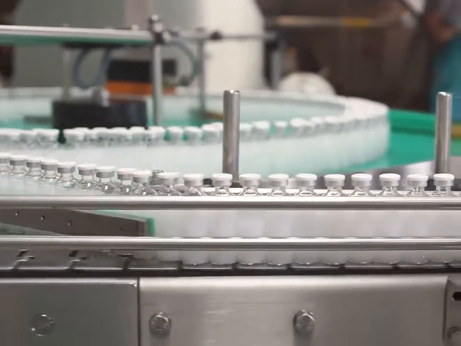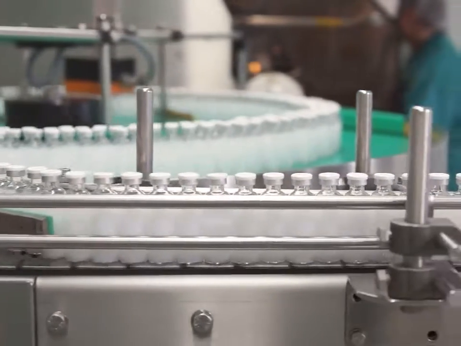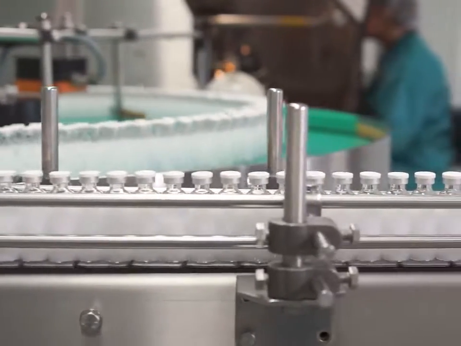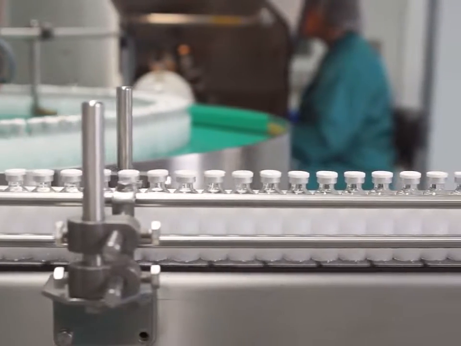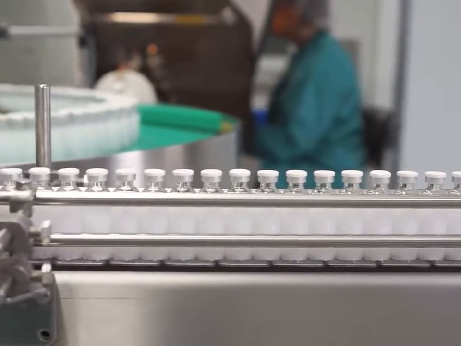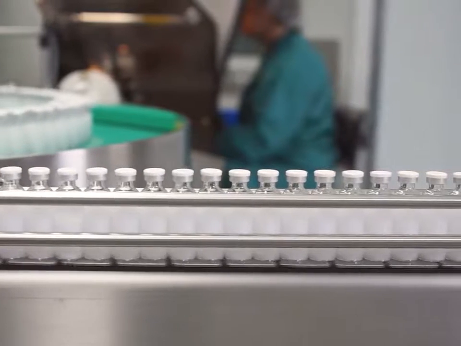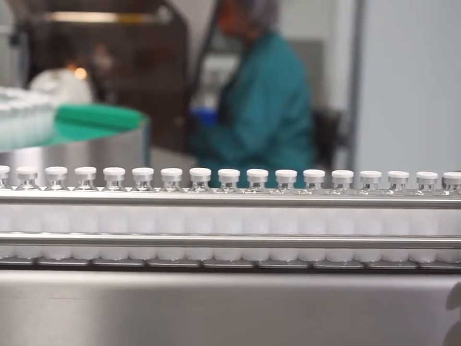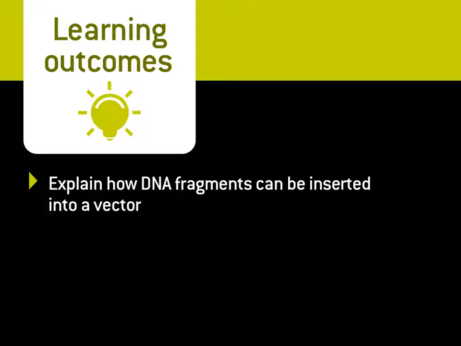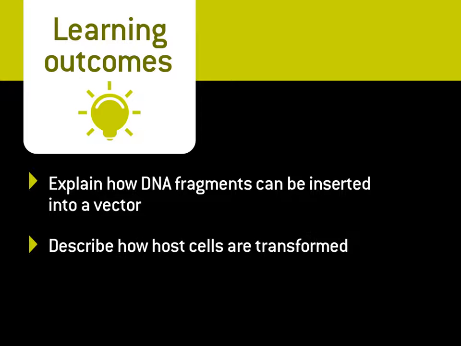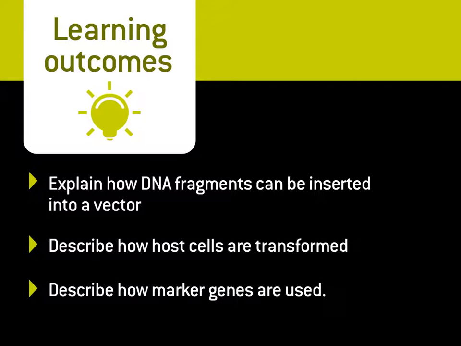Some human proteins, like insulin, need to be produced in large volumes to be used as medical treatments. One way of doing this is to transfer the gene that codes for the protein into a host cell that can be easily cultured. How do scientists do this? To understand this, we need to explain how DNA fragments can be inserted into a vector, describe how host cells are transformed, and describe how marker genes are used.